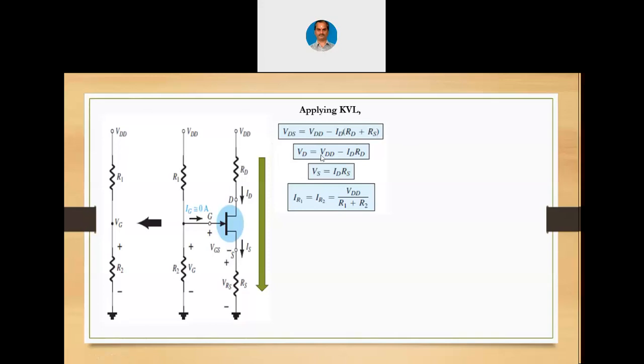So VD equals VDD minus ID RD. The voltage at the drain equals total voltage VDD minus ID RD. And VS equals ID into RS. IR1 equals IR2 equals VDD divided by (R1 plus R2). This is simply a voltage divider network itself.